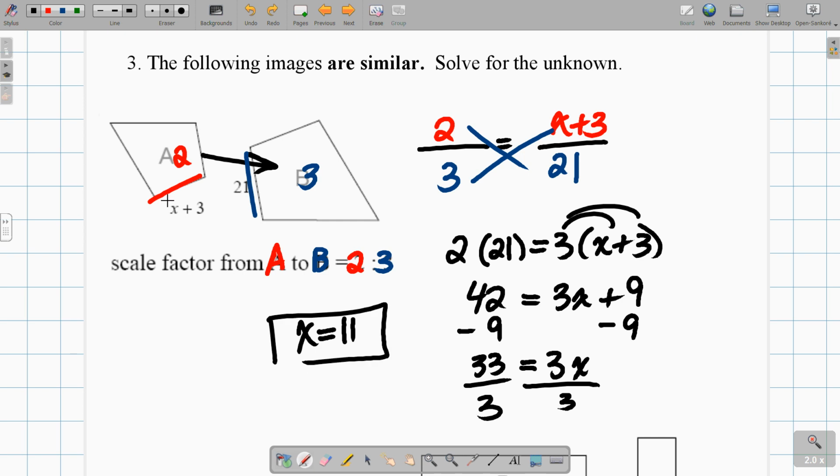Now let's see if that's actually true. If I stick an 11 here, that whole thing gets me 14. So 2 to 3, 14 to 21 does reduce to a 2 to 3 ratio. So I know my x does equal 11.